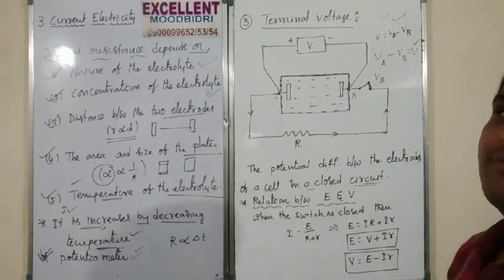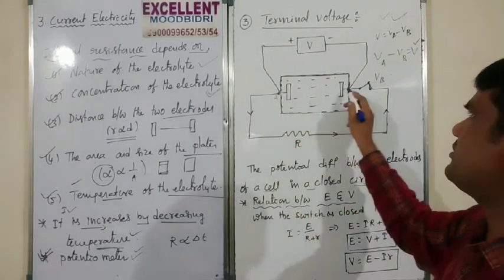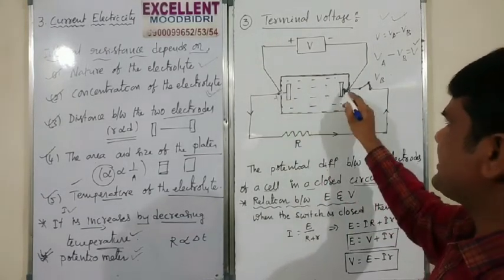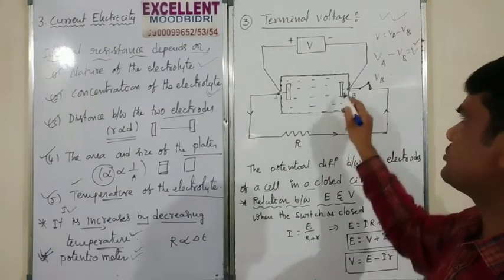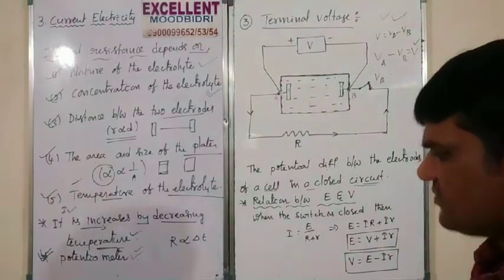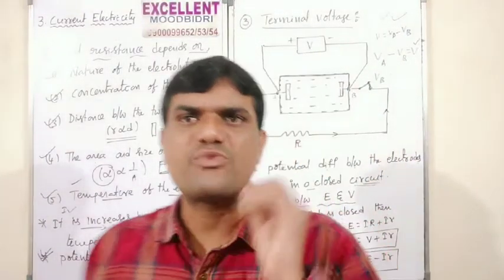The potential difference between the A terminal and the B terminal. A terminal, positive terminal, and negative terminal. This is the positive electrode. This is the negative electrode. Alright. At the same time, one small 3-mark question.